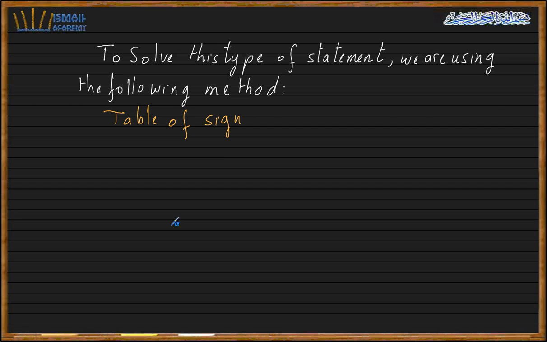Alright, so let's see how this one works. How to use the table of signs. First thing, given a quadratic inequality, ax squared plus bx plus c, you can choose any sign. It doesn't matter which sign I choose. This is just to show you the idea.